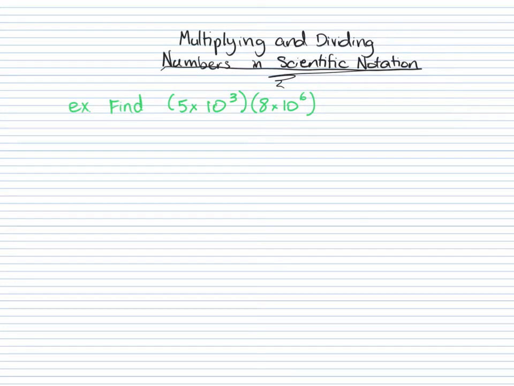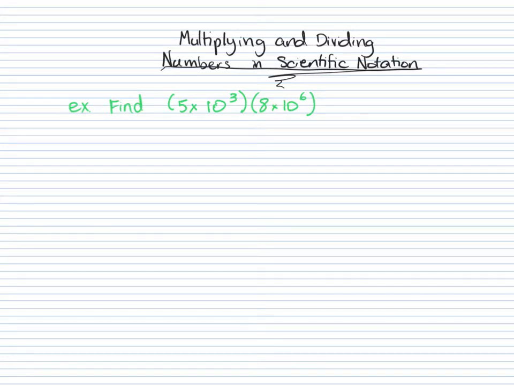Hi! In this video, we'll be multiplying and dividing numbers that are written in scientific notation. So we have two options here. Assuming you've already looked into scientific notation and you already know what scientific notation is, then you know that this number is really 5,000 and this number is really 8 million.